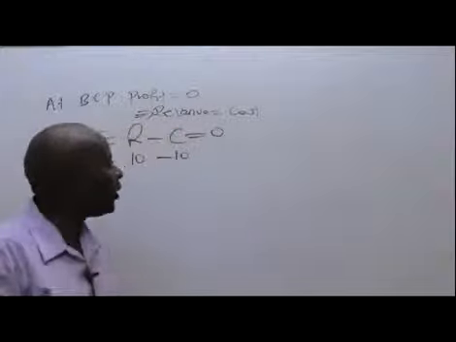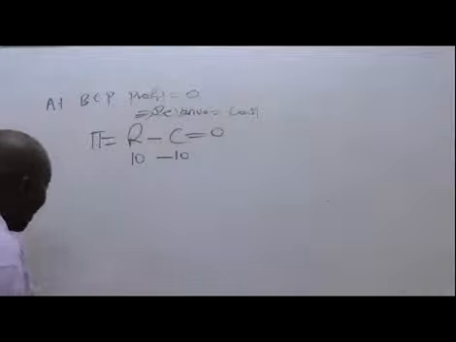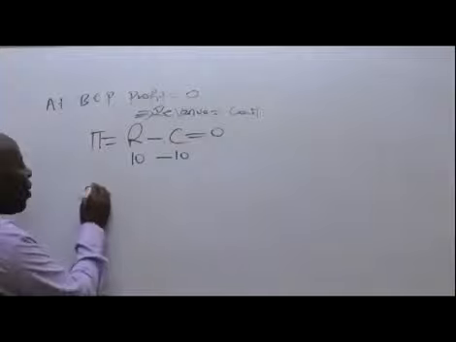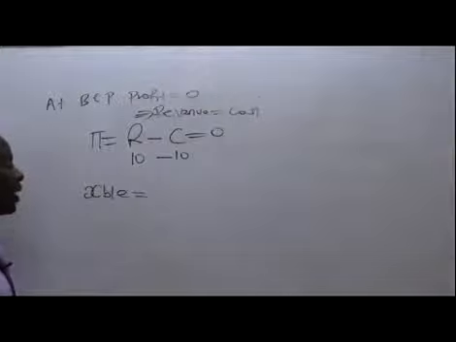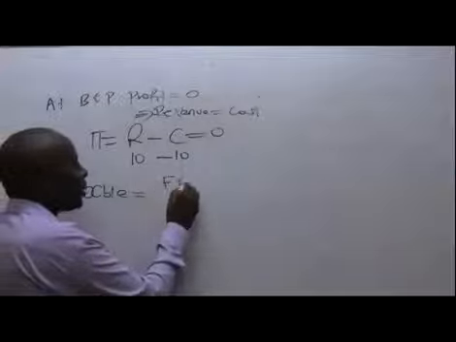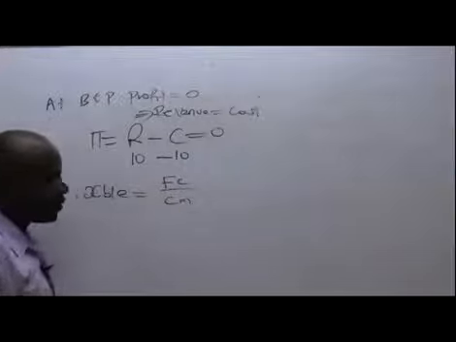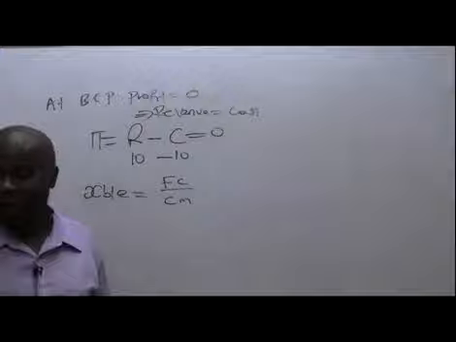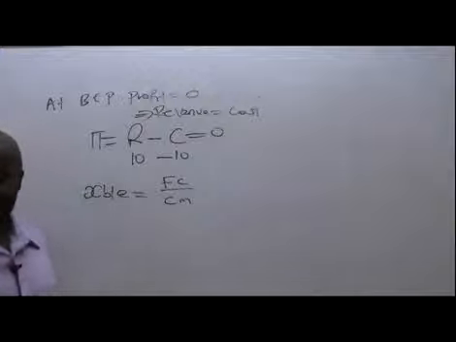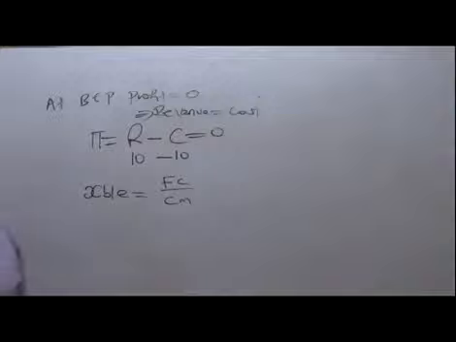Ladies and gentlemen, when they want me to give them break-even point, this is how I do it. I normally write here X break-even, where X is quantity. X break-even equals fixed cost over contribution margin. Fixed cost over contribution margin. This is the formula of getting the quantity that you're going to sell.